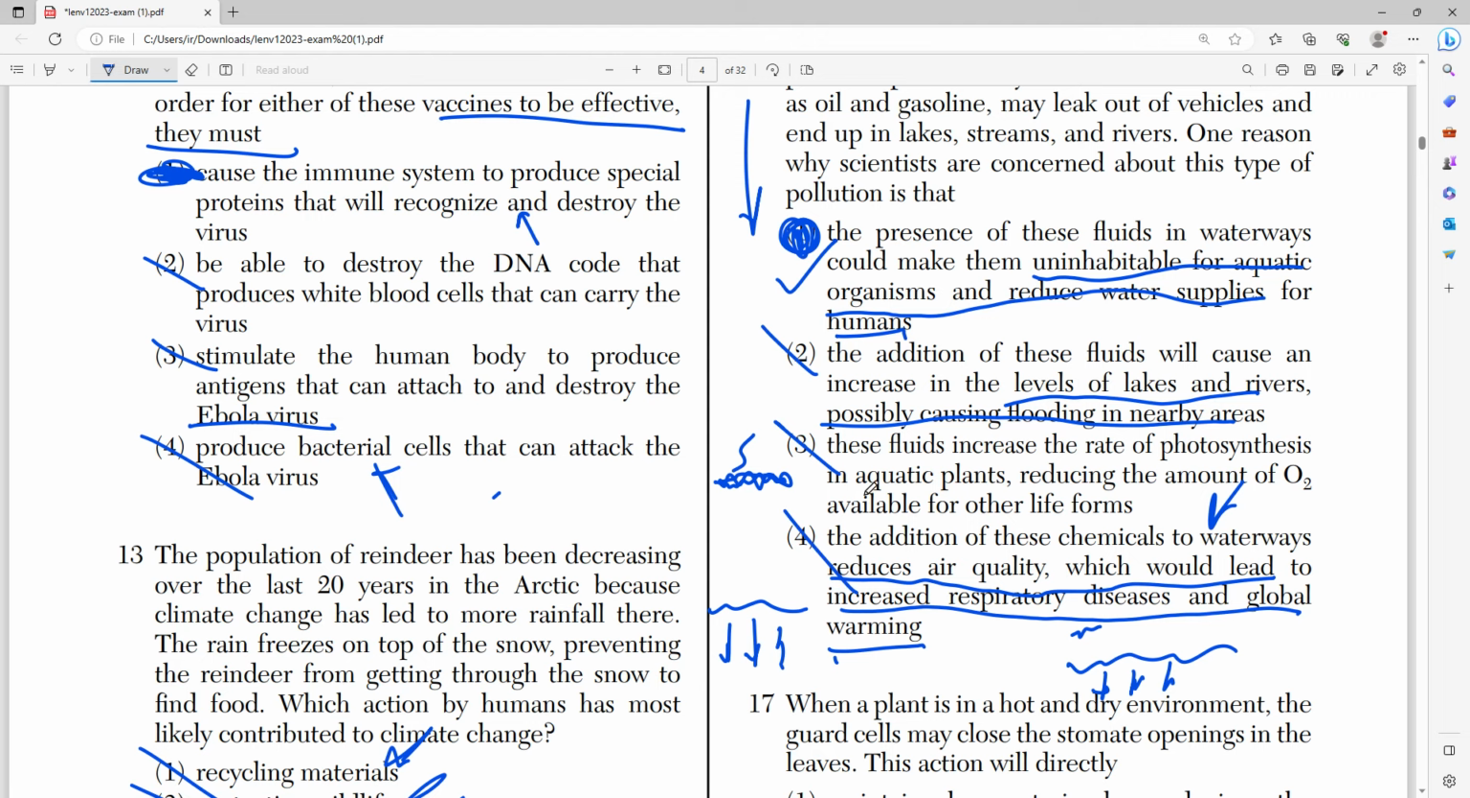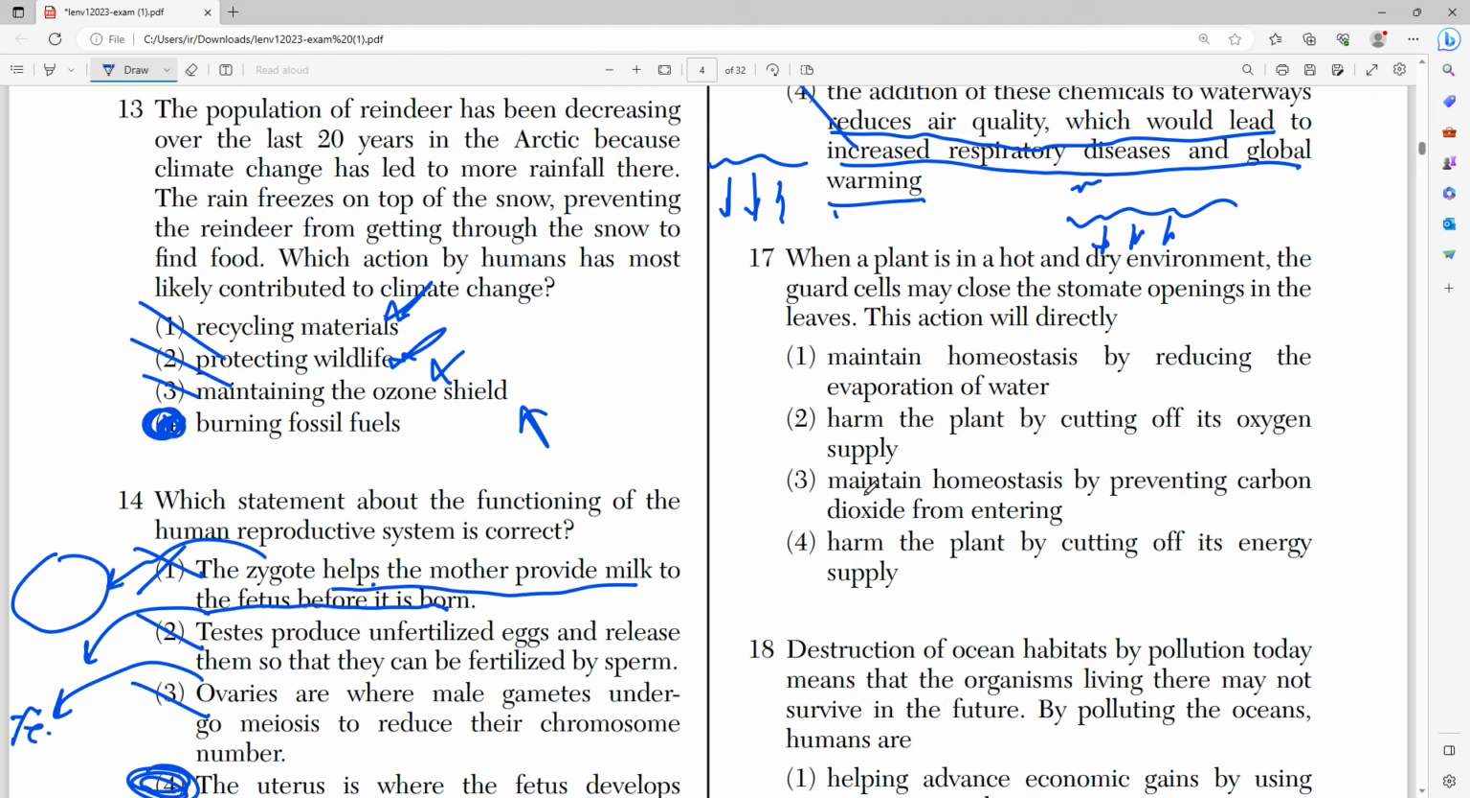Moving on to number 17. When a plant is in a hot and dry environment, the guard cells may close the stomate openings in the leaves. This action will directly cause what? This action will directly maintain homeostasis by reducing the evaporation of water. Yes, number 1 is our choice. This is, once again, a response to stimuli. Because it's hot and dry, we're going to close the openings that allow water to leave, right?